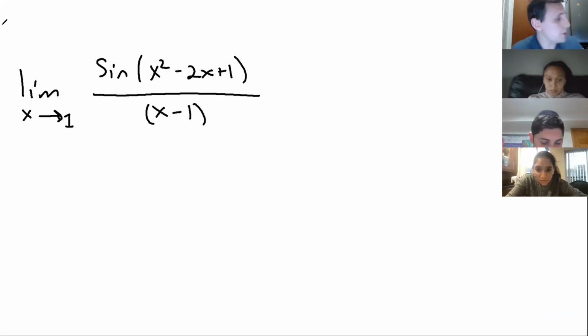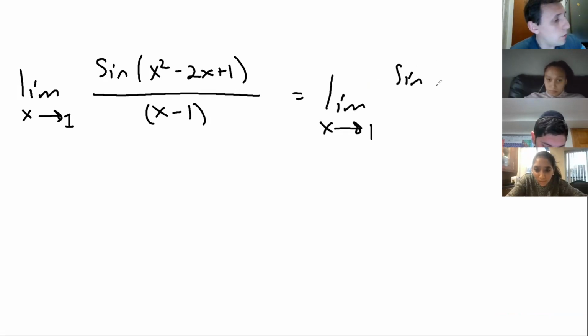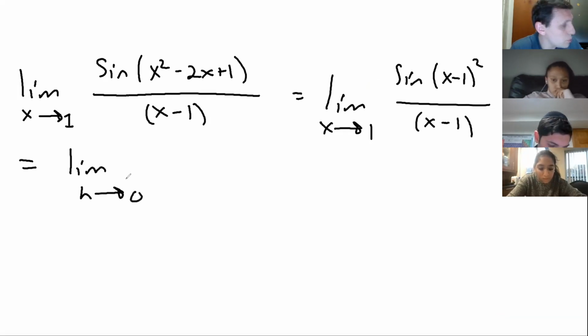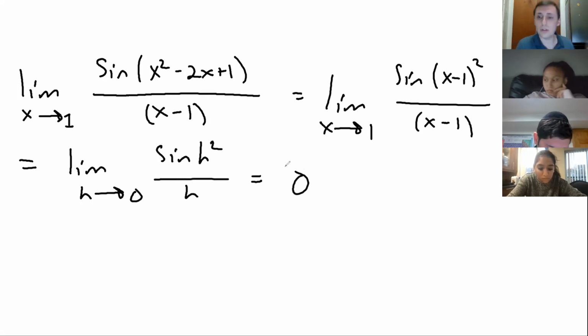So what is the situation here, guys? It's really the situation that we have limit as x goes to 1 of sine of x minus 1 squared divided by x minus 1, which, guys, I can completely rewrite. Look at it. x is just a letter. I can say this is the same as what we already solved before. It's limit as h goes to 0 of sine h squared divided by h. And we already know the answer is 0.